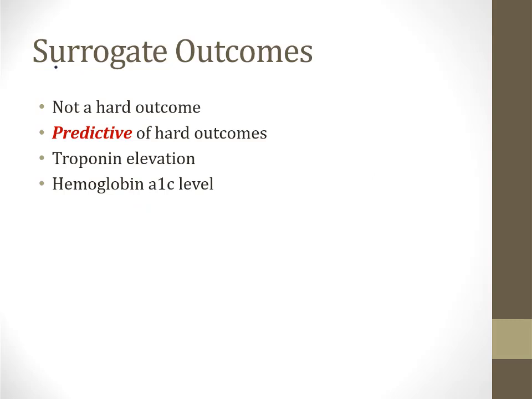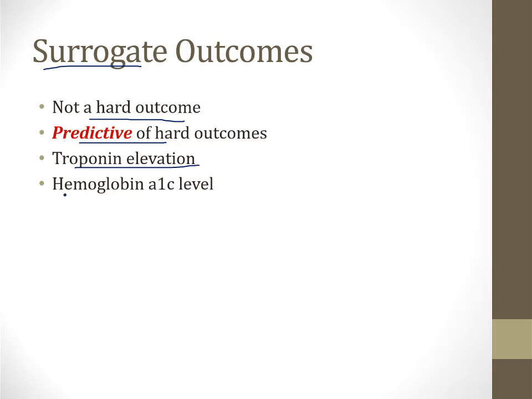Some studies will use what's known as a surrogate outcome. A surrogate outcome is not a hard outcome, but it is predictive of a hard outcome. For example, troponin elevation in and of itself is not bad. However, troponin elevation is a consequence of myocardial infarction, and therefore it's associated with things like death and heart failure that are consequences of myocardial infarction.